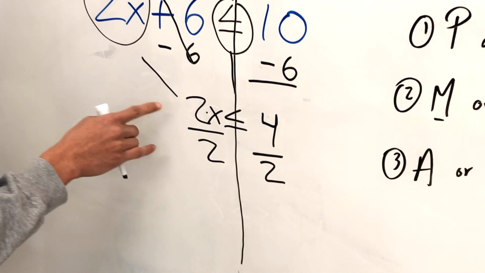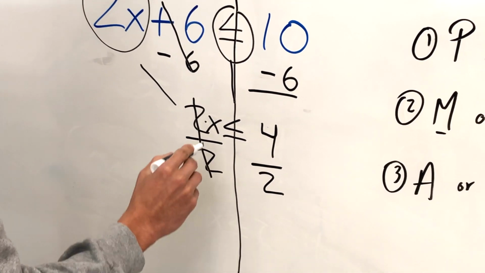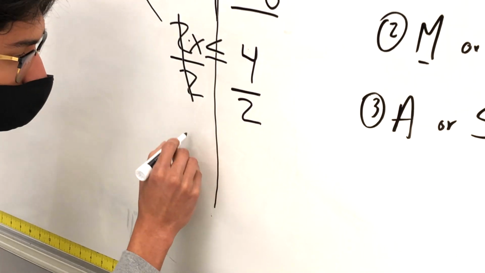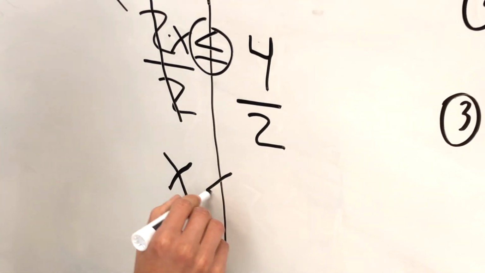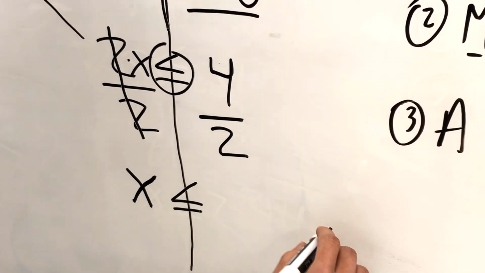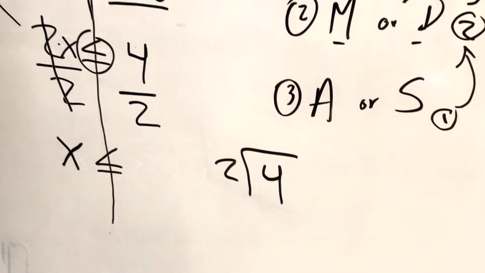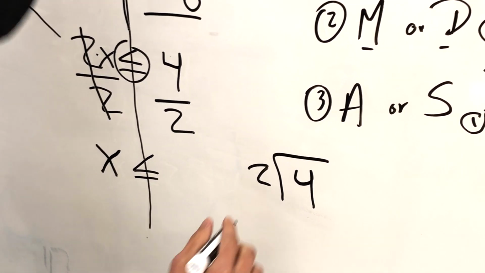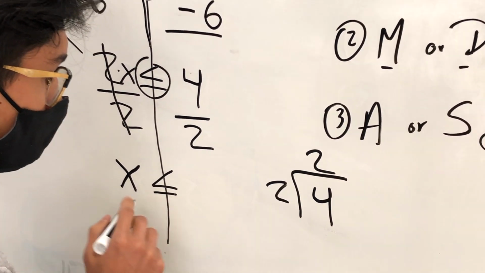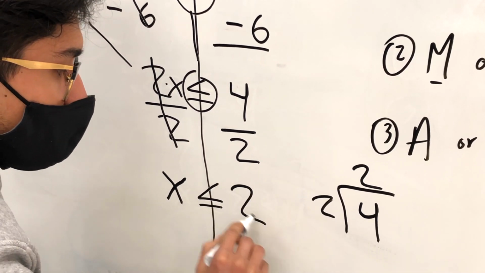Now, these numbers are always going to cancel out, so that, boom. Bring down your x. Bring down your sign. And now, what is 4 divided by 2? This should be simple. It is 2. So x is less than or equal to 2.